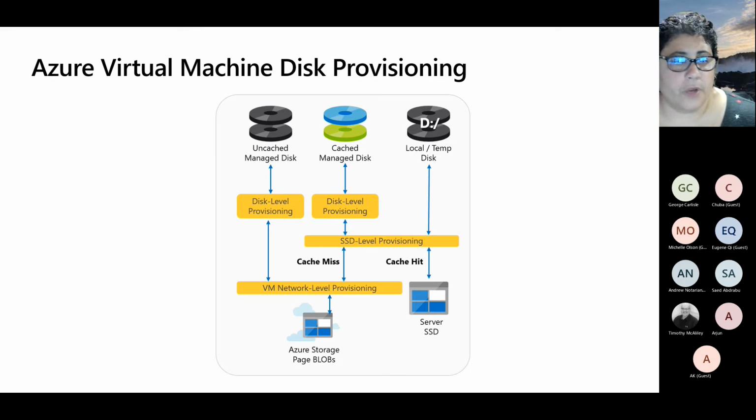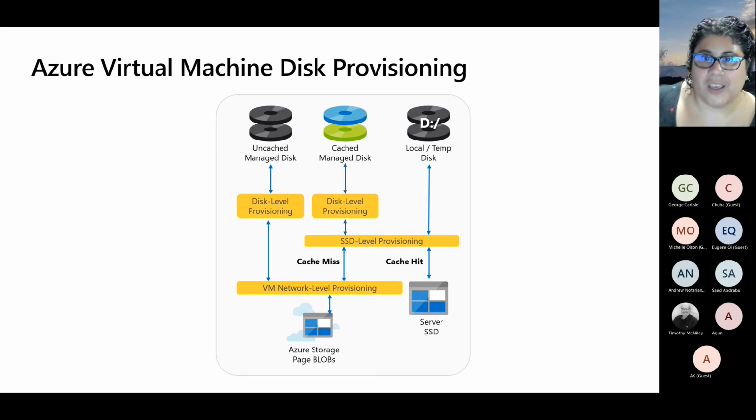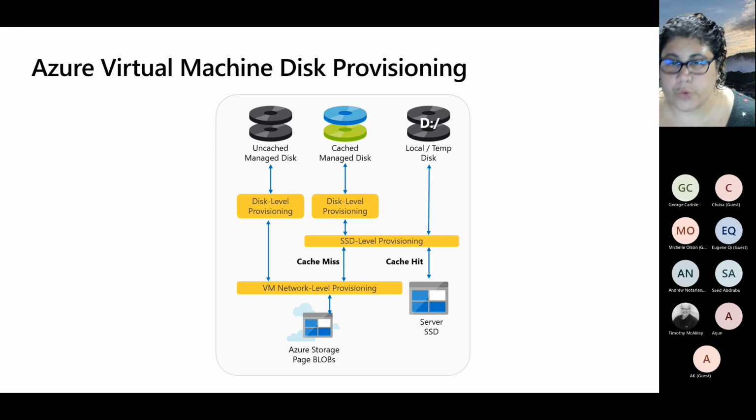Okay, so this SSD level provisioning governs not only how much IOPS and throughput you can throw at the D drive, but also how much you'll get in the cache. And this could be important because we actually have separate limits. There's the cached storage limit and the uncached limit, which is your remote storage limit. So this is why you really have to think about what IO your SQL Server is generating, because you could get capped at any one of these levels.